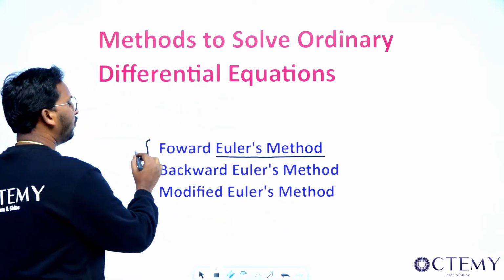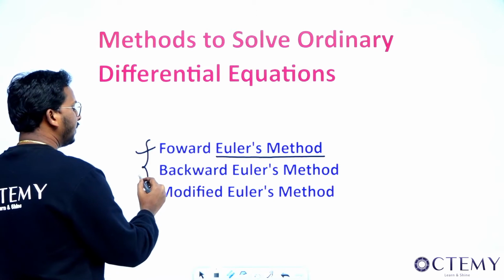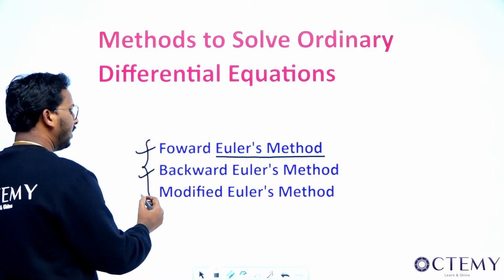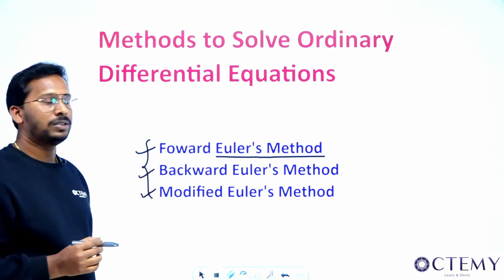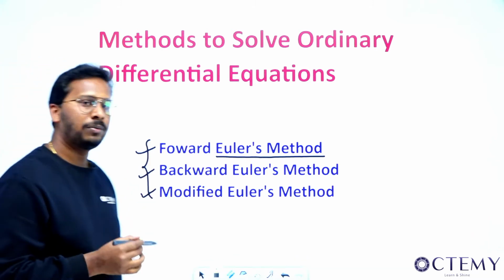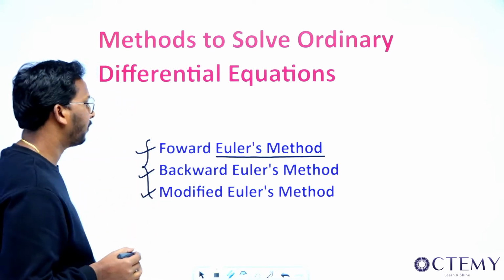The first one is called forward Euler's method, and the second one is backward Euler's method. The third one is modified Euler's method, right? So let us understand one by one, sir. We'll try to do some previous year problems as well as examples for each of them. So let us see what is the first one, that is forward Euler's method.